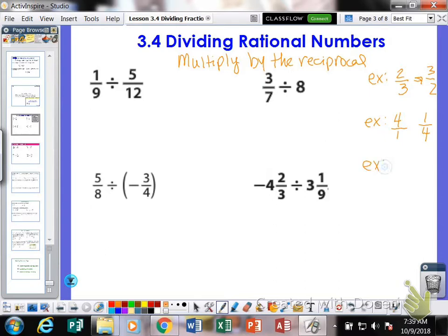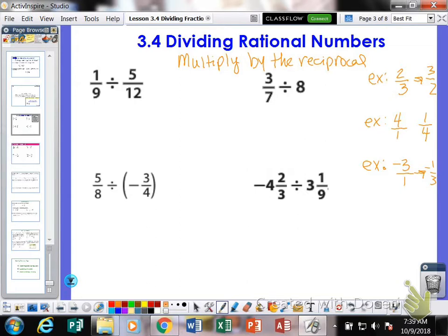Another one where students mess up is when we have negatives, like -3. So that could be changed into -3/1. So the reciprocal of that would be -1/3. Reciprocal does not mean opposite, it just means flip it. Okay, so the negative still goes along with it.